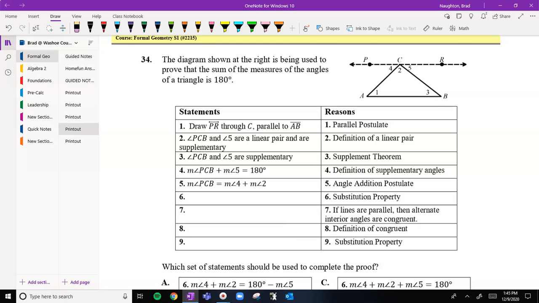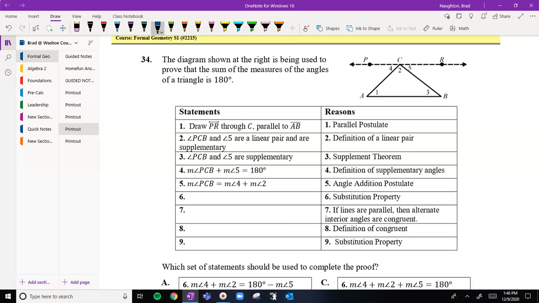Alrighty, ladies and gentlemen, boys and girls, I apologize. I had to back up there. I made some errors, and so I just want to make sure that I fix those and I don't confuse anybody more than we already have. Okay, so let's go ahead, and we're trying to prove that there's 180 degrees in a triangle.